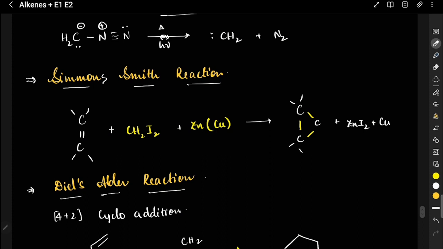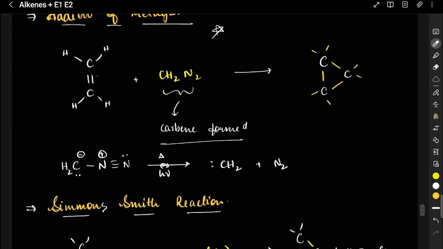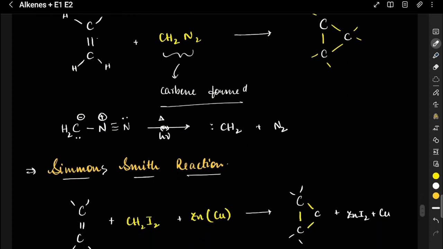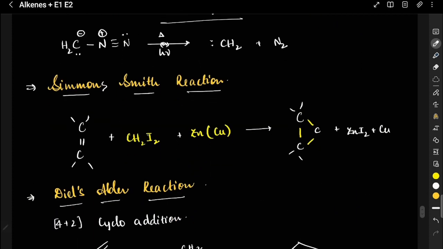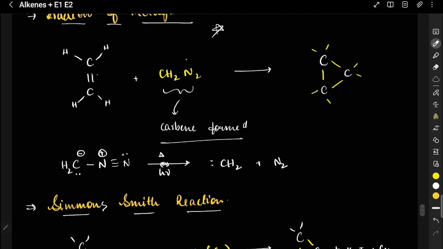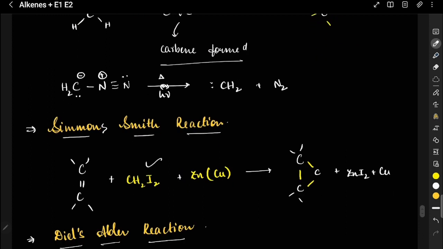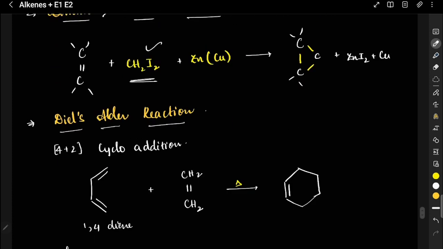The Simmons-Smith reaction is also something like this. It is related to carbenes only. Here also carbenes are formed. So what would happen? Here the reagent is CH2I2 and zinc-copper couple. We have seen this a couple of times. So this is the Simmons-Smith reaction. Instead of CH2N2, we are going to use CH2I2. Here also carbene is formed and the byproduct will be ZnI2. And then copper is also formed. This is important because it's a named reaction and we are going to come across this many times.